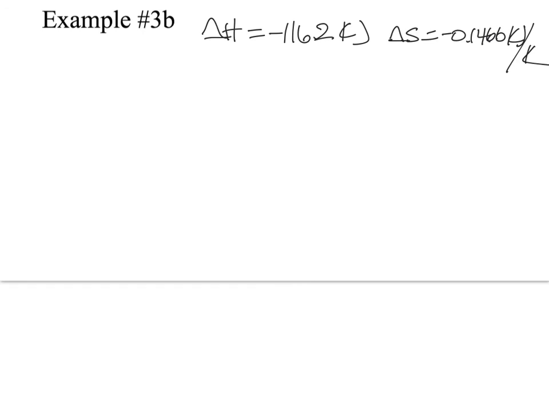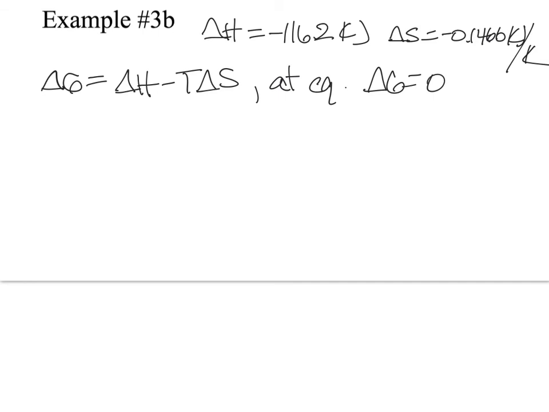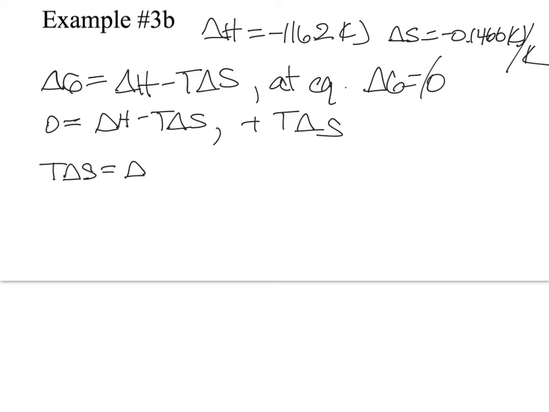All right, we want to solve for T. We know that delta G is equal to delta H minus T delta S. At equilibrium, delta G is equal to 0. Okay, so then we can rearrange the equation. 0 is equal to delta H minus T delta S, we're going to add T delta S to both sides. So then we get T delta S is equal to delta H.